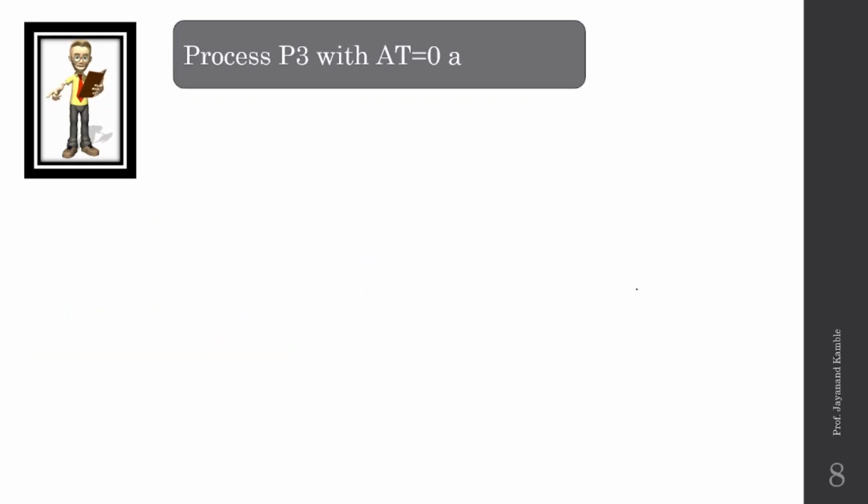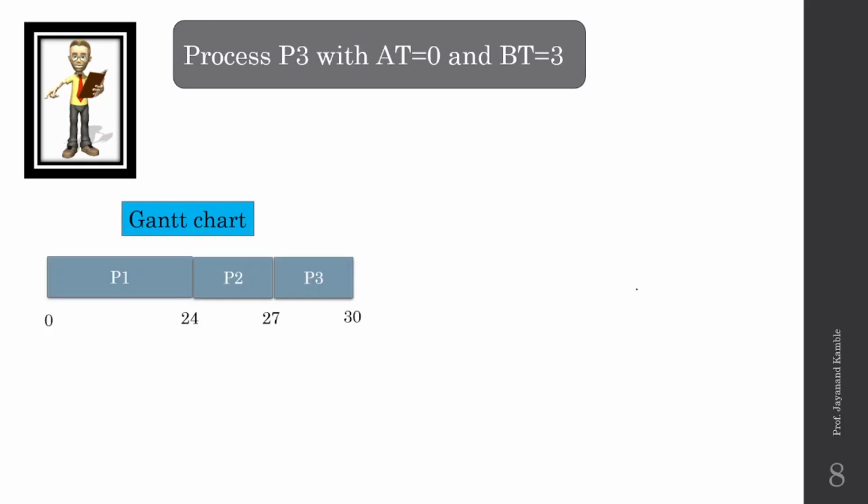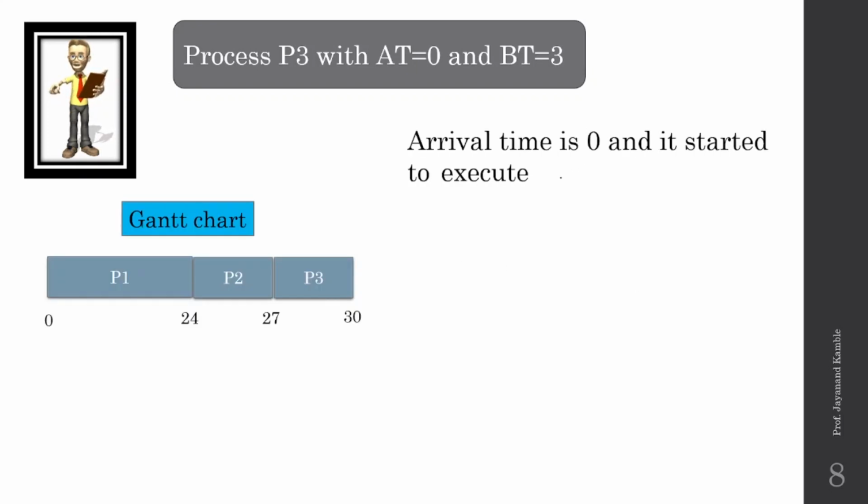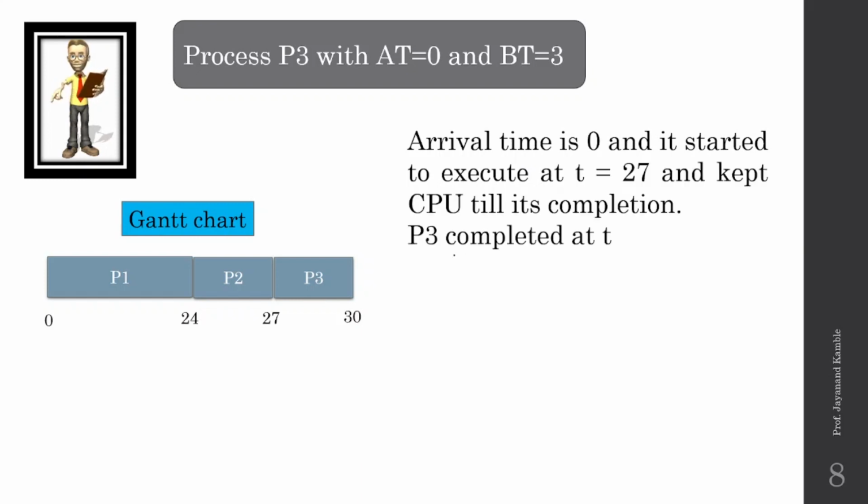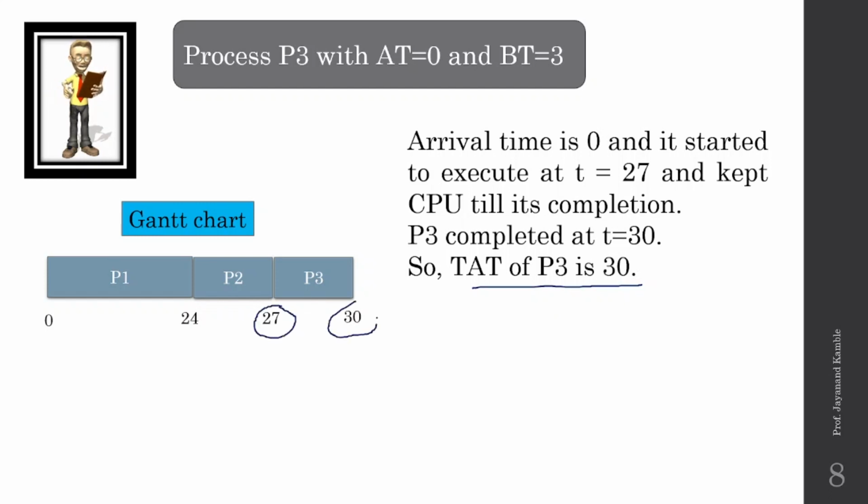Then finally process P3 with arrival time 0 and burst time 3. The same Gantt chart we will be using here. Arrival time is 0 and it started to execute at t equal to 27 and kept the CPU till its completion. P3 completed at t equal to 30, so the turnaround time for P3 is 30. We can see P3 started at 27 and completed at 30 because its burst time is 3. It is submitted at t equal to 0, so from 0 to 30 becomes its turnaround time.